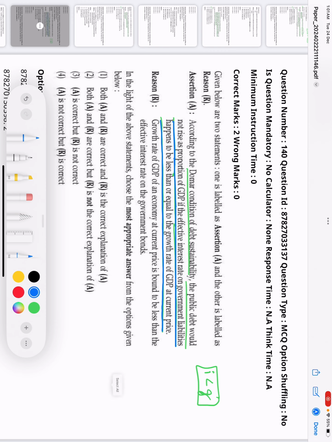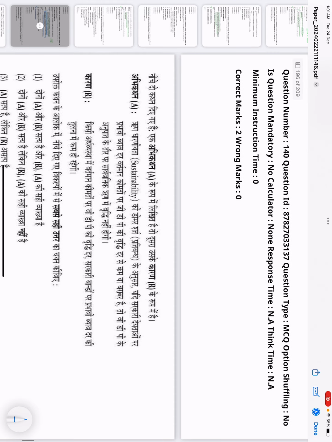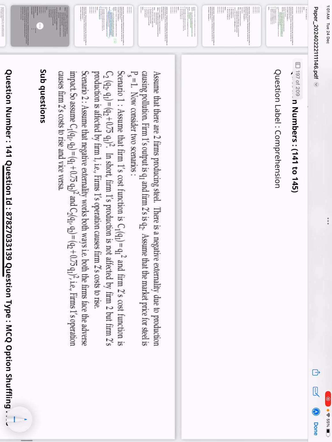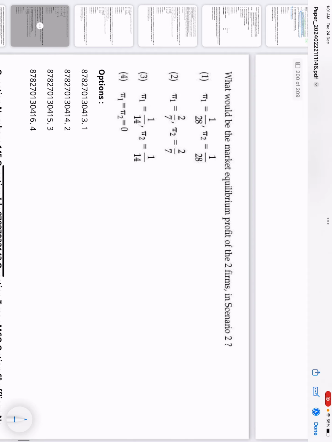So this is true, the assertion is true for sure, so this can be removed. Growth rate of GDP of an economy at current prices is bound to be less than the effective interest rate on government bonds. No, this is the contrary of this. So A is correct, but R is not correct. Now coming to, okay, so these 5 questions are related to each other. Okay, we'll solve this.